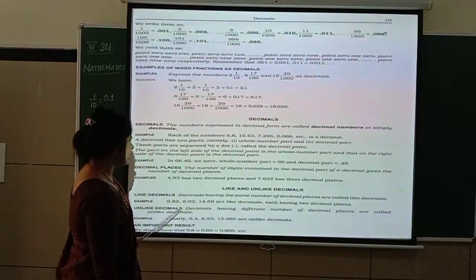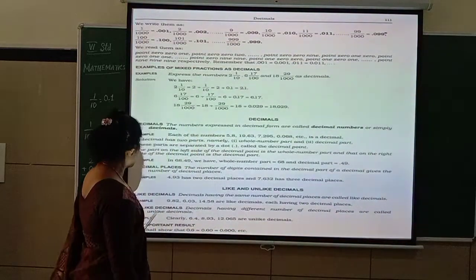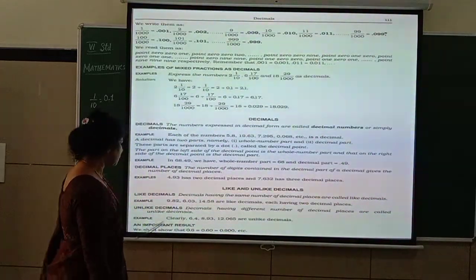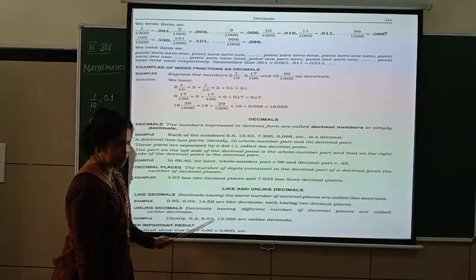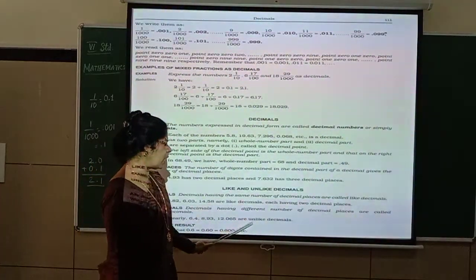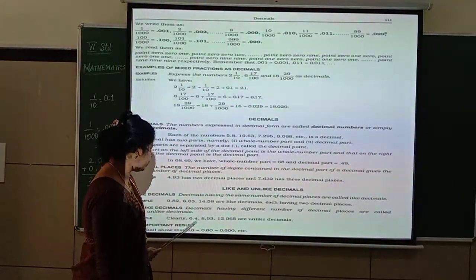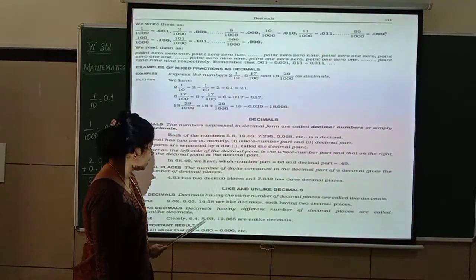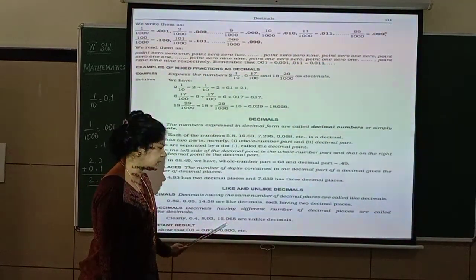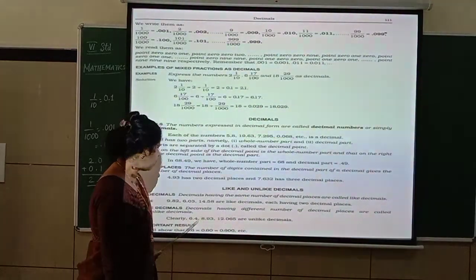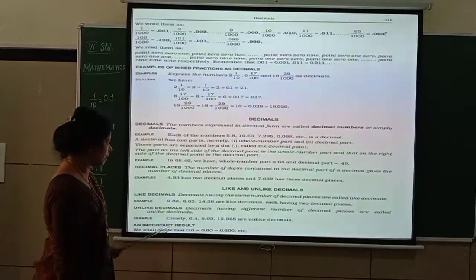Unlike decimals means decimals having different numbers of decimal places are called unlike decimals. Example here, you see 6.4, 8.93, 12.065 are unlike decimals. Why? Here, how many decimal places are there? After the point only 1 digit, no? So 1 decimal place. After the point 2 are there, 2 decimal places. After the point 3 digits are there, so it is 3 decimal places. 1, 2, 3. So there is variation. That is why we call them unlike decimals.